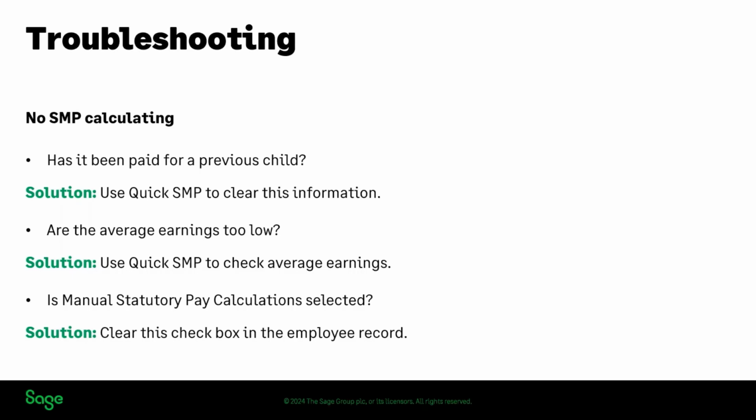Other reasons for no SMP calculating other than the previous child are that the average earnings may be too low. So if you go in that recording maternity screen, it will show you the average earnings. It will show you whether they qualify on that basis. You can even see the breakdown. And a third option might be that you've got the manual statutory pay calculations box selected. So that is found within the employee record, and you can simply clear that checkbox. Or if you use the quick SMP screen, it will alert you. It will tell you that you've got it selected, and it will ask you if you want to clear it. So it's one of the advantages of the quick SMP screen.